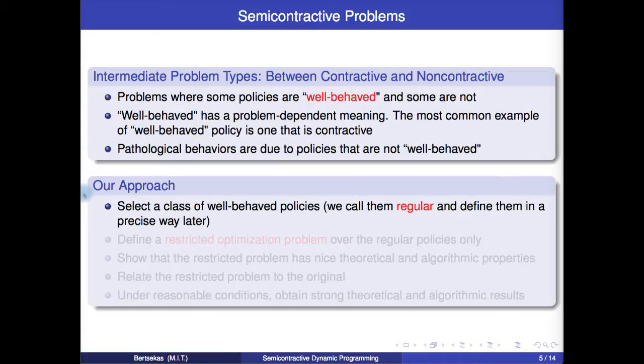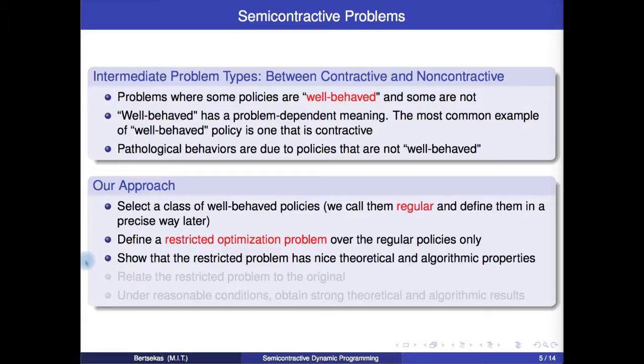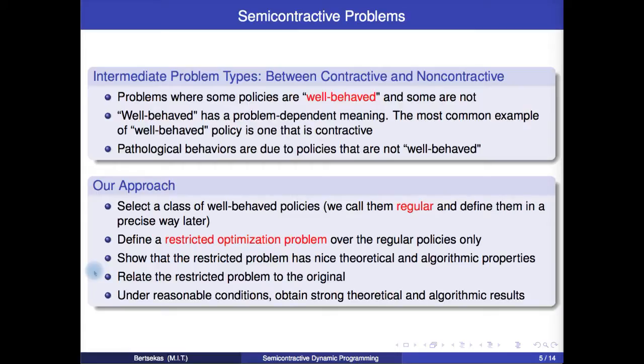Our approach in dealing with these problems is to select a class of well-behaved policies, and mathematically we're going to define them more precisely later, and we're going to call them regular. Then we're going to define a restricted optimization problem over just the regular policies. We're going to show that the restricted problem has nice theoretical and algorithmic properties, and we're going to relate the restricted problem to the original. Finally, under reasonable conditions, we're going to carry over our results from well-behaved policies and restricted optimization to the original problem and obtain strong theoretical and algorithmic results.